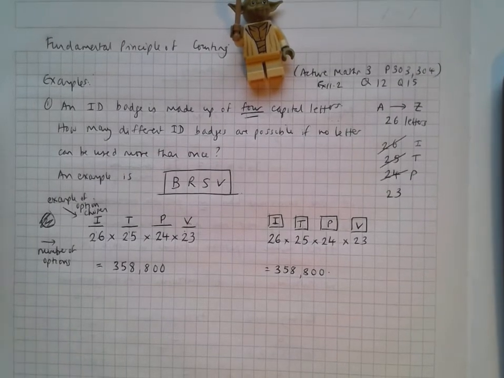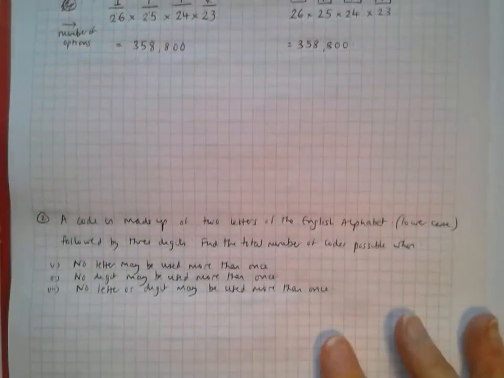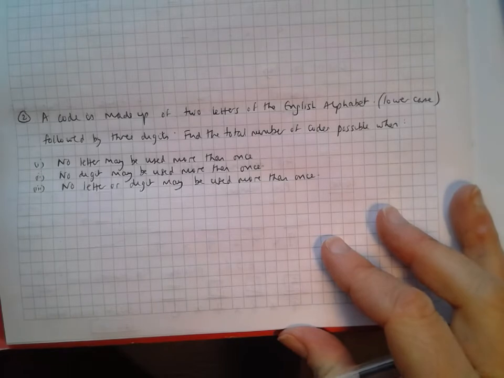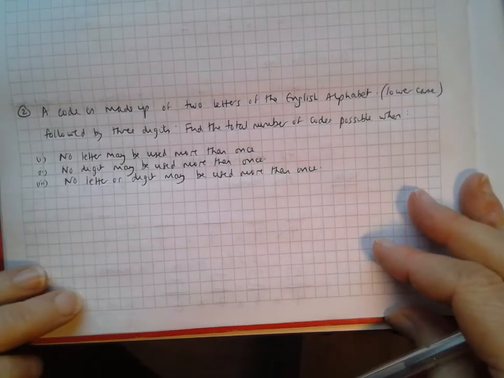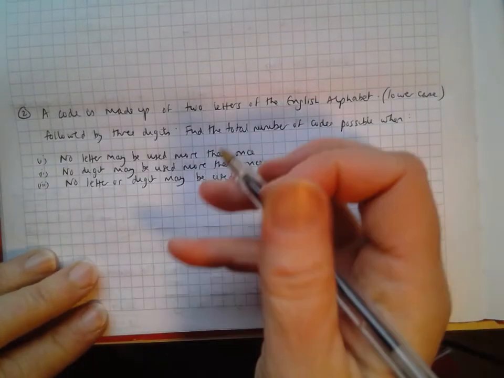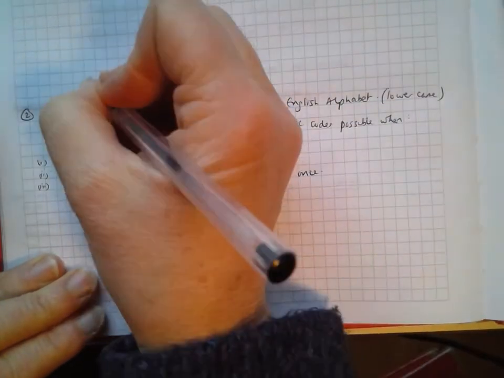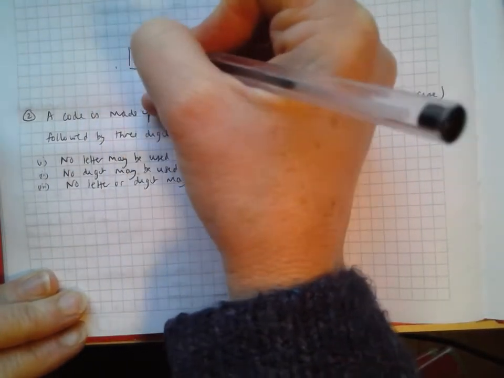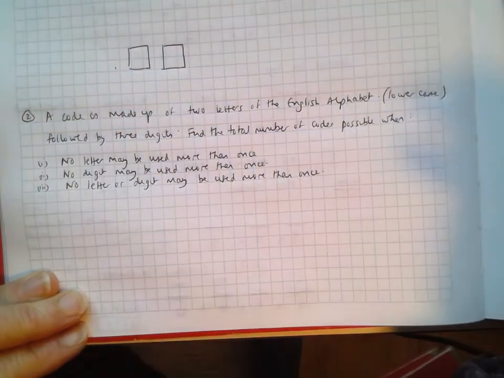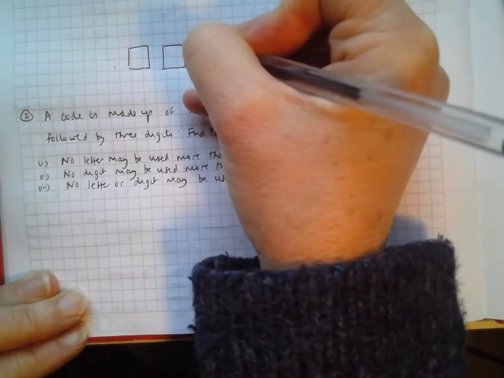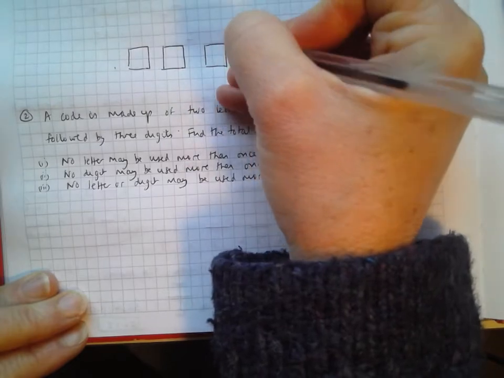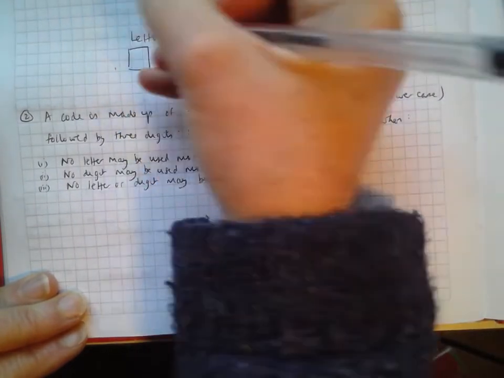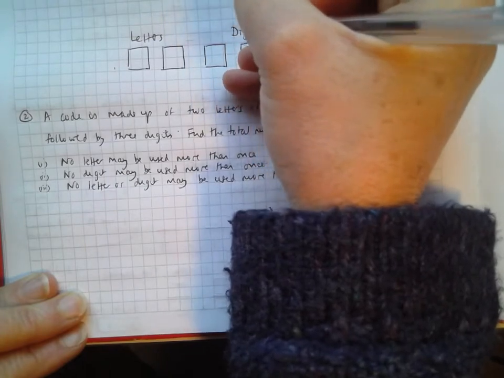Okay. Second question we're looking at, a code is made up of 2 letters of the English alphabet, lowercase, followed by 3 digits. Okay, so let's imagine what that looks like. So 2 letters of the English alphabet. Here's my code. 2 letters followed by 3 digits. 1, 2, 3. So these are my letters and these are my digits.